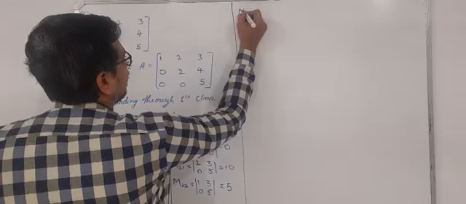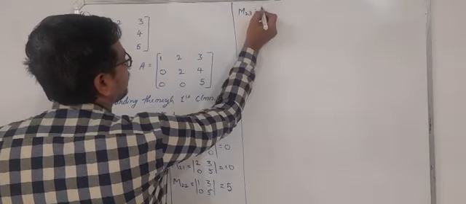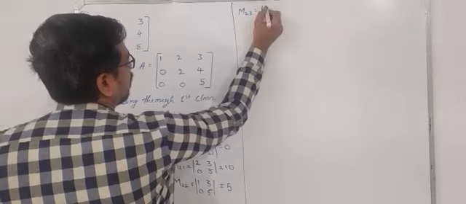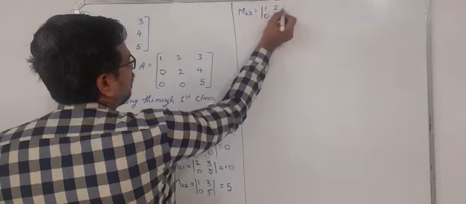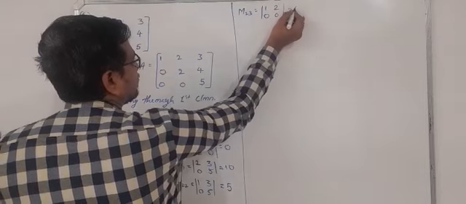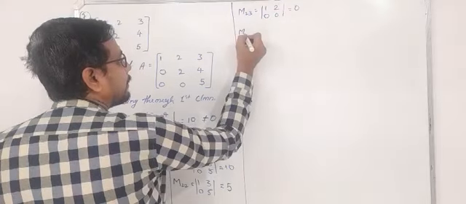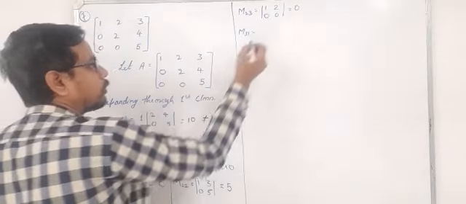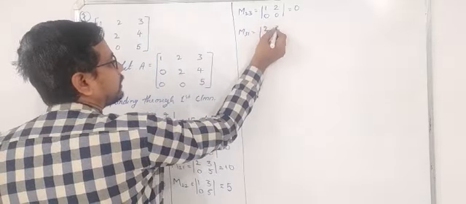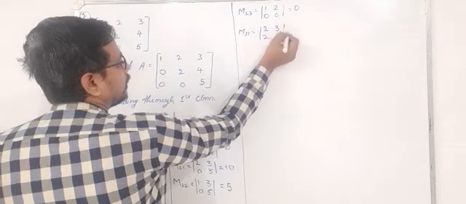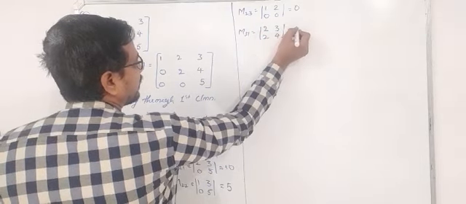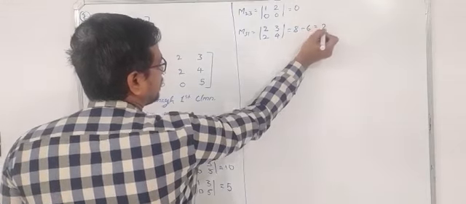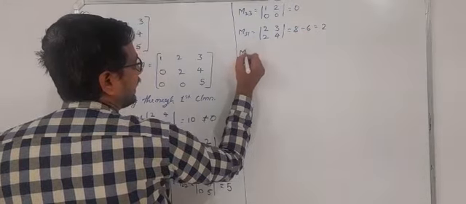So M23 is minor of A23, that will be 1200. So this will be 0. M31, minor of A31, that will be determinant of 2324. So this is 2 into 4 is 8 minus 2 into 3 is 6. So 8 minus 6 is 2, right?